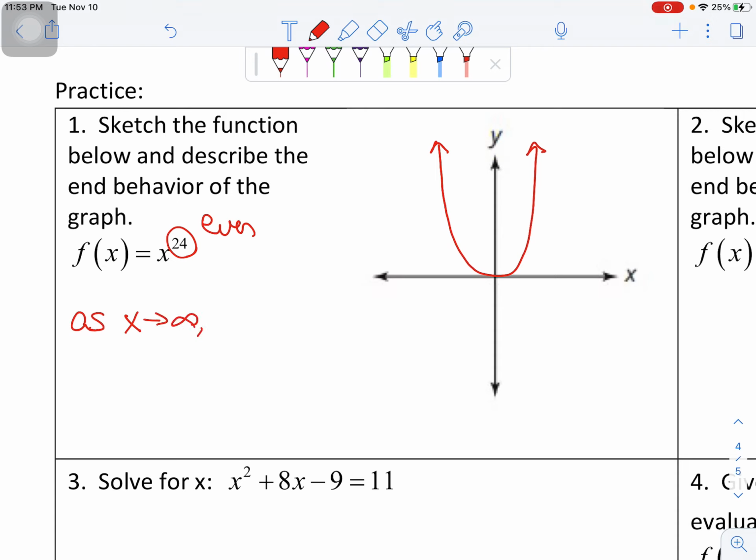So as x approaches infinity, in this case, we're talking about f of x, right? This is our function name. F of x is also approaching infinity. All right, our graph is increasing here.